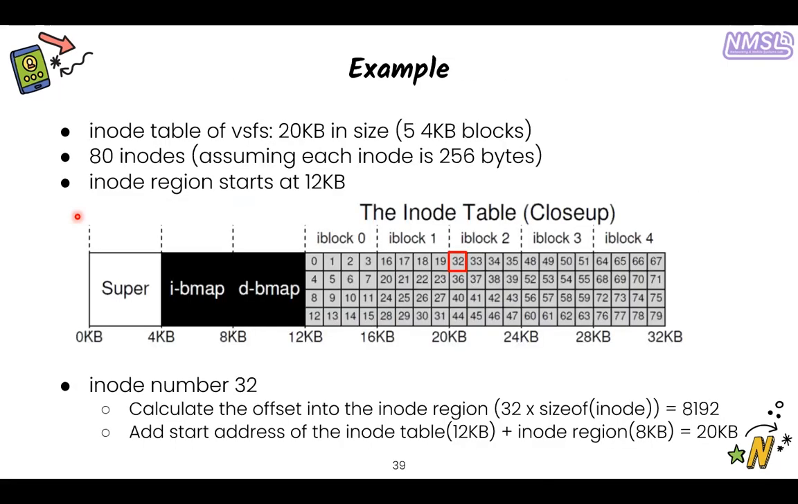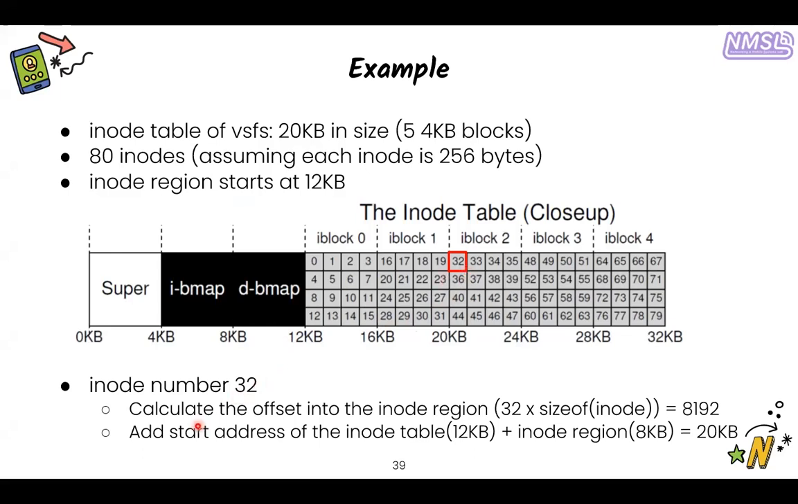So let's use an example for this. So remember we had a super block, I bitmap, D bitmap, and the inode table starts from here, right? Now the inode table is 20 kilobytes in size. There are 5 4K blocks. We have 80 inodes, and let's assume each inode is 256 bytes, and the inode region starts at 12K bytes. An example we're going to go through is, let's say we want to find inode number 32.